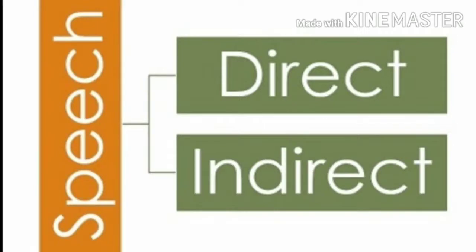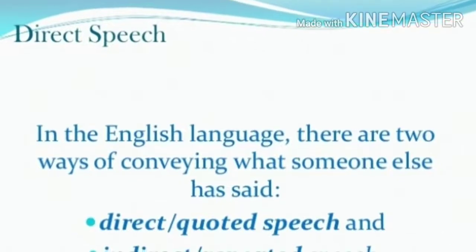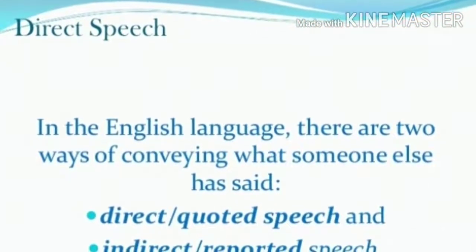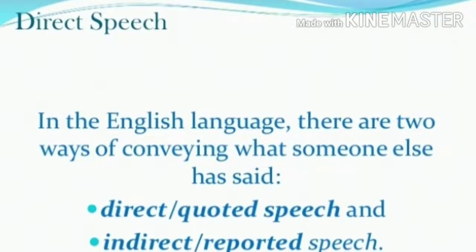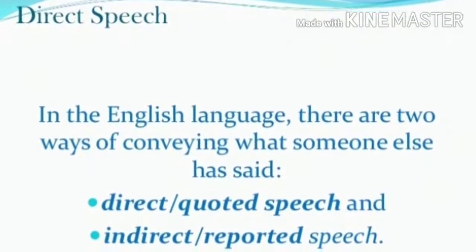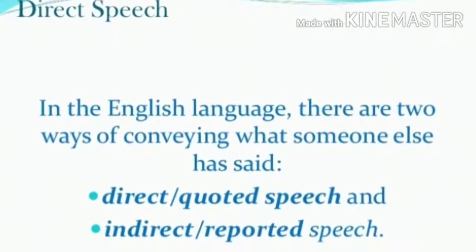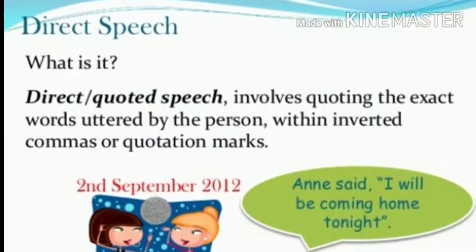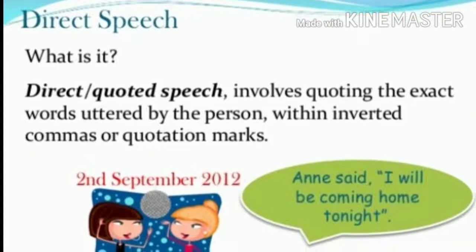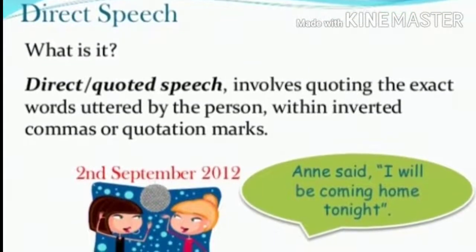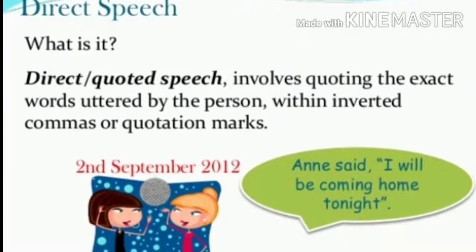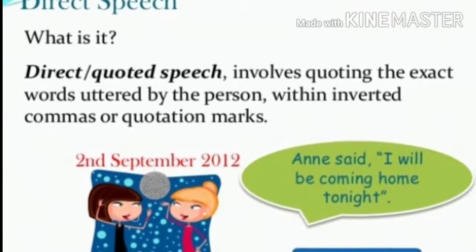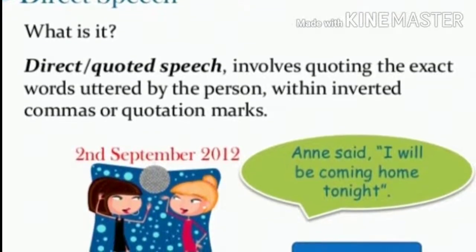As you can see in this flowchart, speech is divided into two parts, direct and indirect. Students, in the English language there are two ways of conveying what someone else has said. The direct is called quoted speech and the indirect is called reported speech. Now students, you must be thinking, what is direct speech? Direct or quoted speech involves quoting the exact words uttered by the person, and that is also within inverted commas or quotation marks.